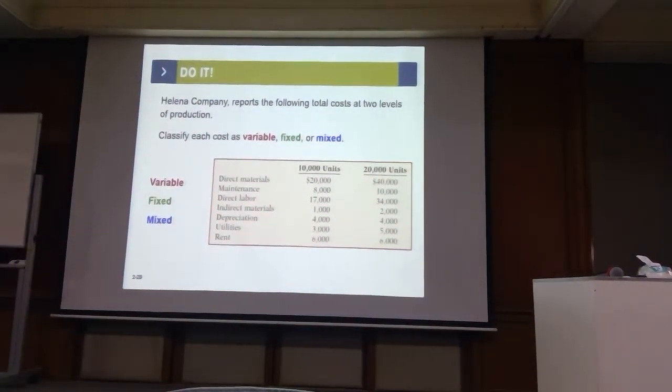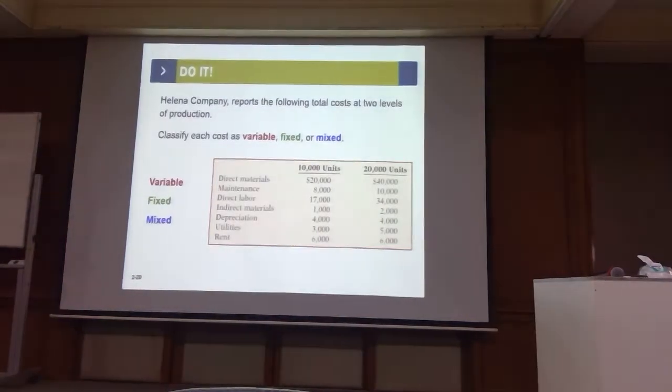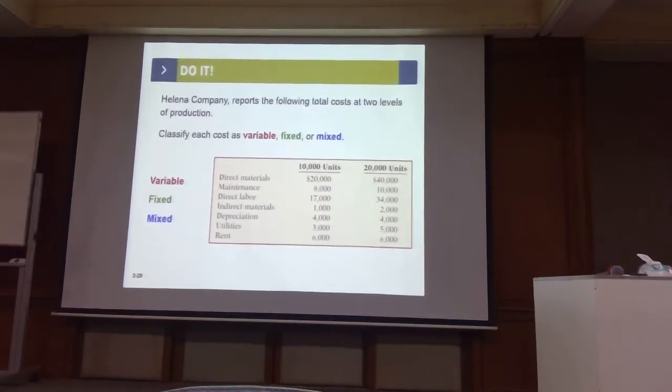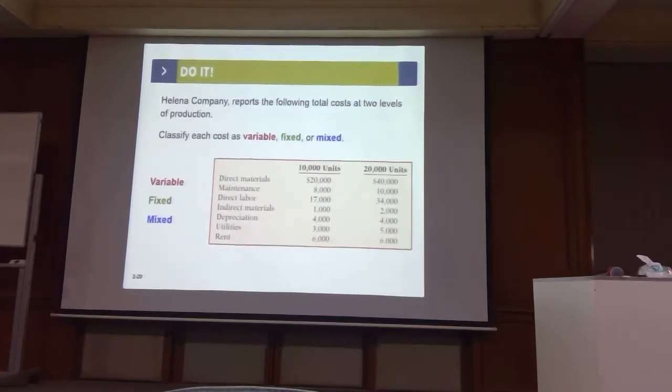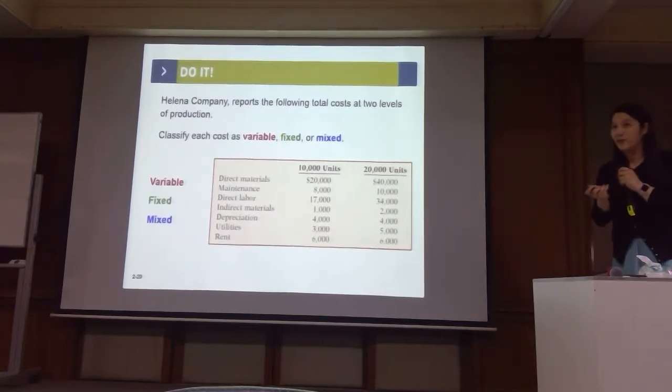So this one is a company that reports the following total cost at two levels of production: produced at 10,000 units and 20,000 units. And there are so many costs here. So it asks you to classify each cost as variable, fixed, or mixed. Maybe we can start with the variable together, okay?